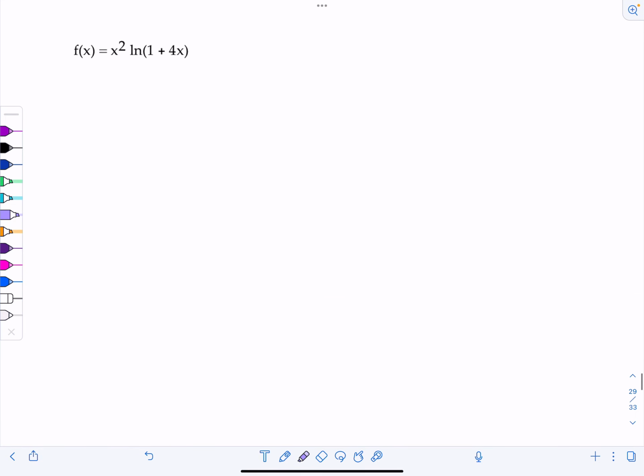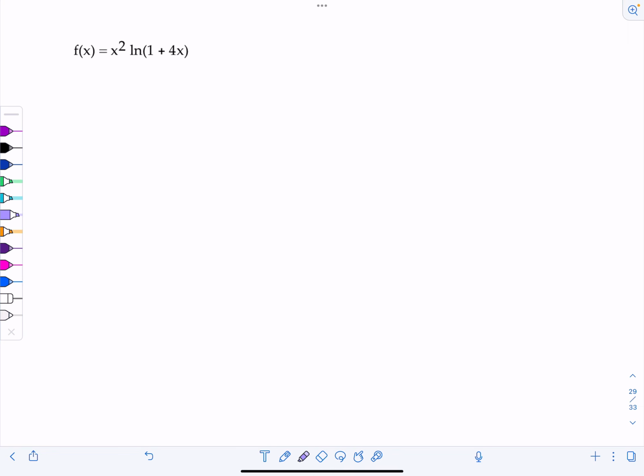Next one, f of x equals x squared times natural log of 1 plus 4x. I put this on the final this year as extra credit. I do put an extra credit problem on there on occasion, just to give them a little wiggle room for that grade. All right. Now, the trick with the ln's is always the same. You take their derivative and then play around with them.